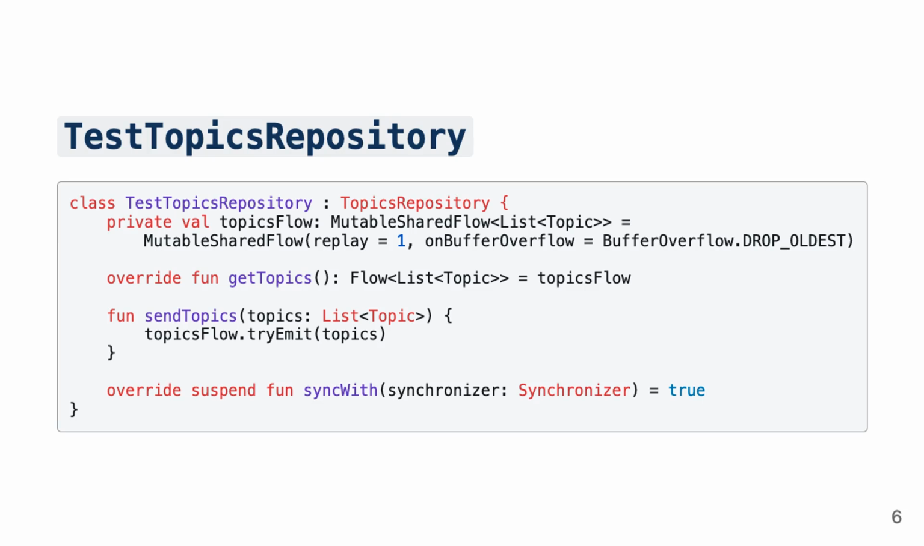Finally, we have the test topic repository. This repository provides the sendTopics function. By using this function, you can set the values returned by the getTopics function. Because the function specifies the return values, the sync with function will always return true, and there is no network dependency.